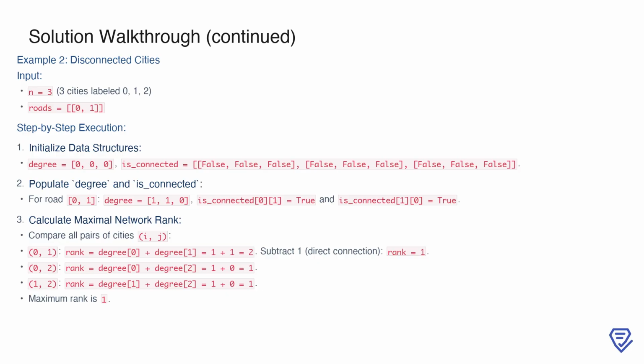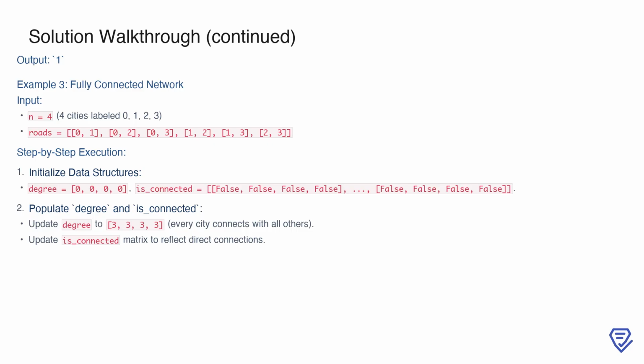For the other pairs, such as 0, 2, and 1, 2, the rank is simply the sum of degrees, which is 1 in both cases. The maximal rank in this example is 1. The output for this example is 1, as the single road in the network limits the maximal rank.